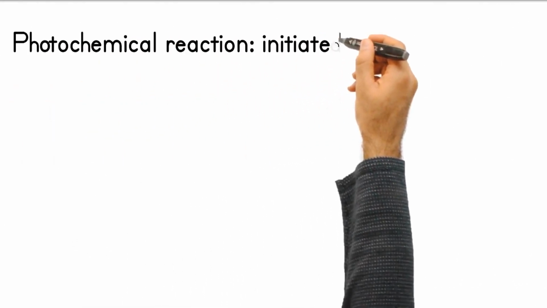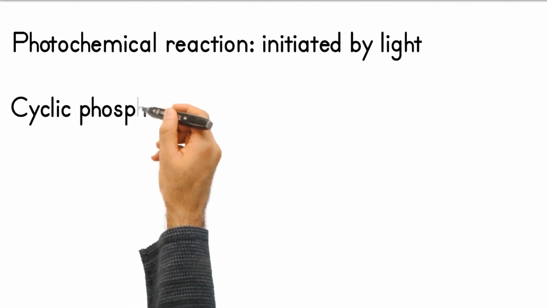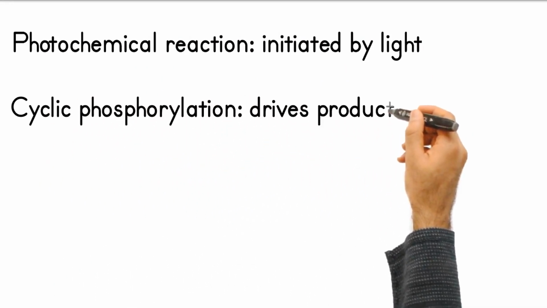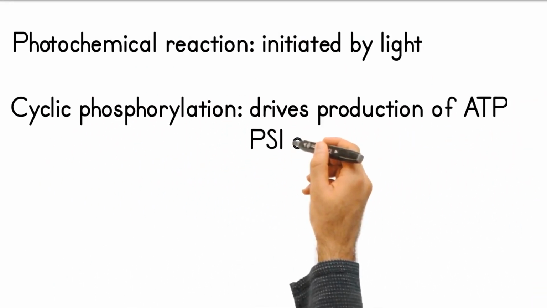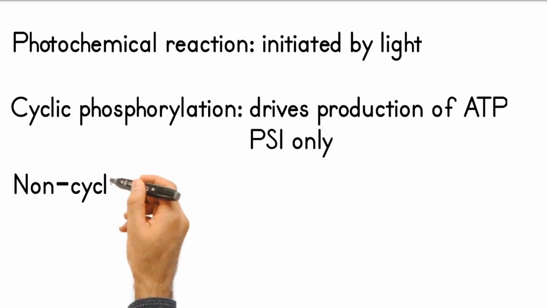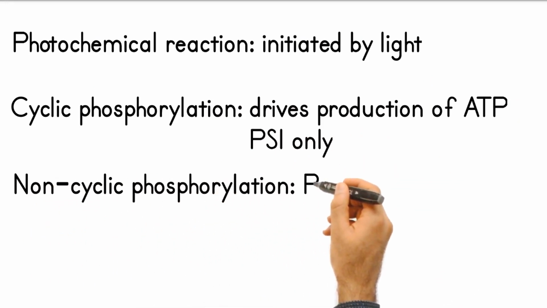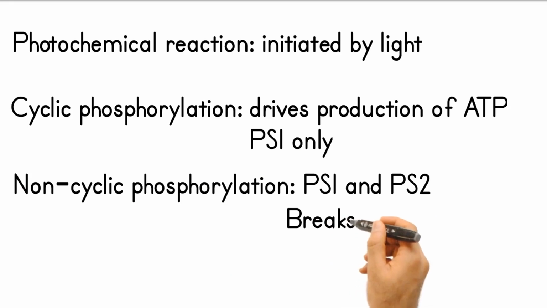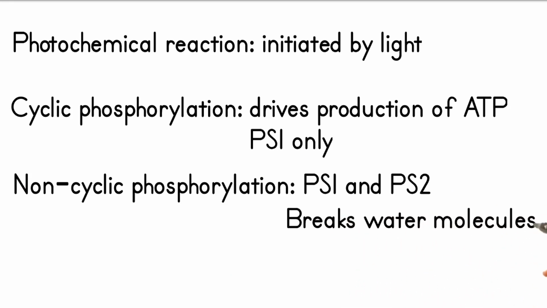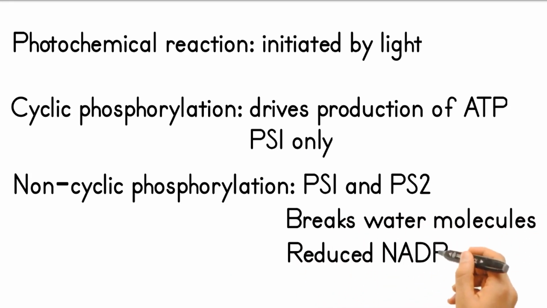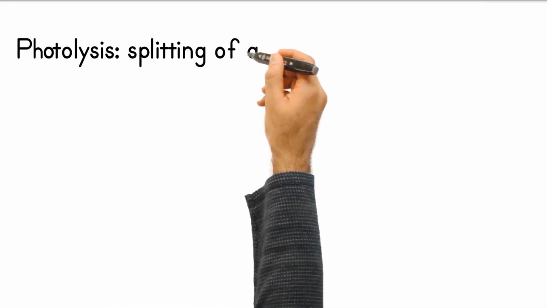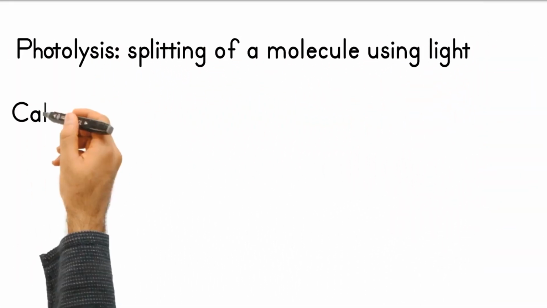Photochemical reaction, is a reaction initiated by light. Cyclic phosphorylation, drives the production of ATP. It involves PS1 only. Non-cyclic phosphorylation, involves PS1 and PS2. It breaks water molecules and produces reduced NADP and ATP. Photolysis, is the splitting of a molecule using light.